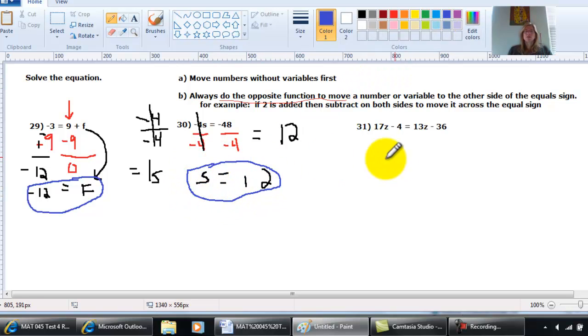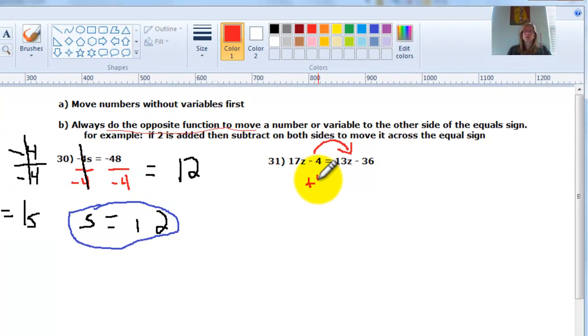And then over here, remember what I wrote up here. You're moving numbers without variables first. So mess with the numbers that are by themselves first. So I'm going to move this 4. I want to get it over here to this side, get it away from the 17z. So this 4 is subtracted, so I will add the 4 to both sides.